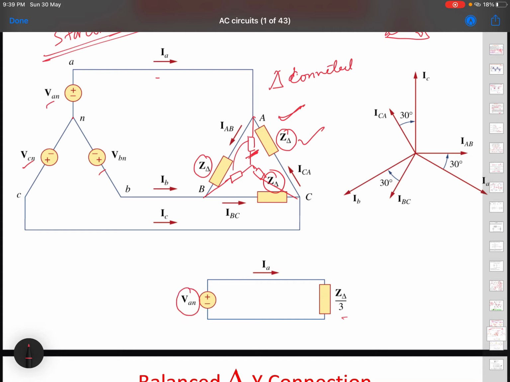What is happening here, again the phase voltage is taken, and this is the equivalent star impedance, which is Z delta by 3, and this is the current flowing into it. So it is again an equivalent system. Of course you have to change the impedance here so that you can analyze the single phase system easily.